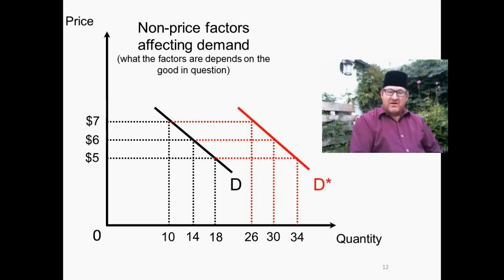We can represent it by shifting the demand curve to the right to show an increase in the quantity demanded at the same price levels as before, at all of the same prices as before. And vice versa, if consumers' incomes fell substantially, then the demand curve would shift to the left to indicate that consumers at every price level were now willing and able to buy less than before. Okay.